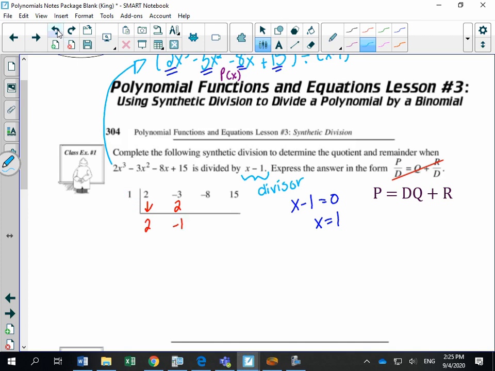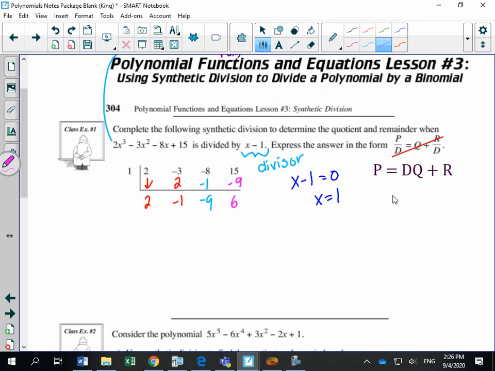And that's going to go here. And then you add. Negative 8 and negative 1 is negative 9. And lastly, we're going to say, okay, negative 9 times 1, what does that give you? That gives you negative 9. So where does that go? That goes right here. And then we add. 15 plus negative 9 is 6. What do these numbers represent? So it's really interesting. This last number, you're always going to circle or box in. That's always going to be your remainder, okay?